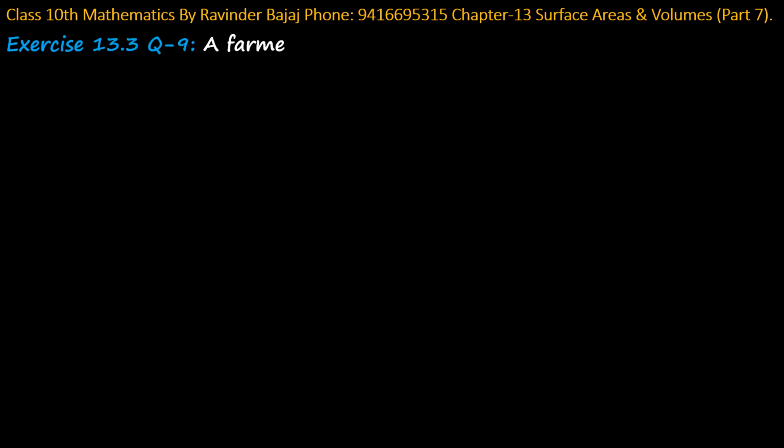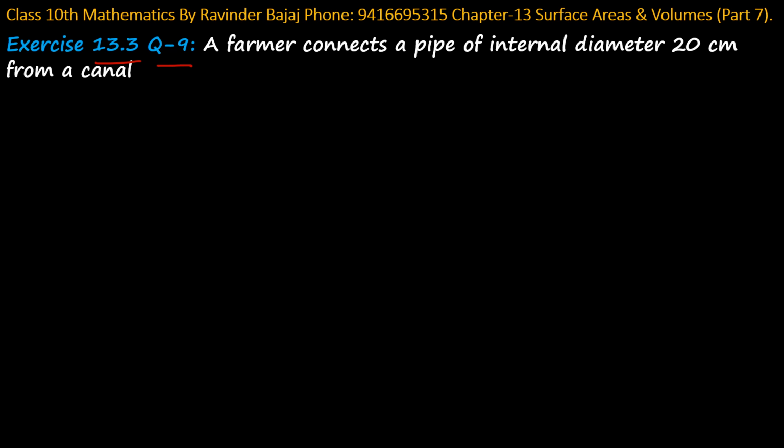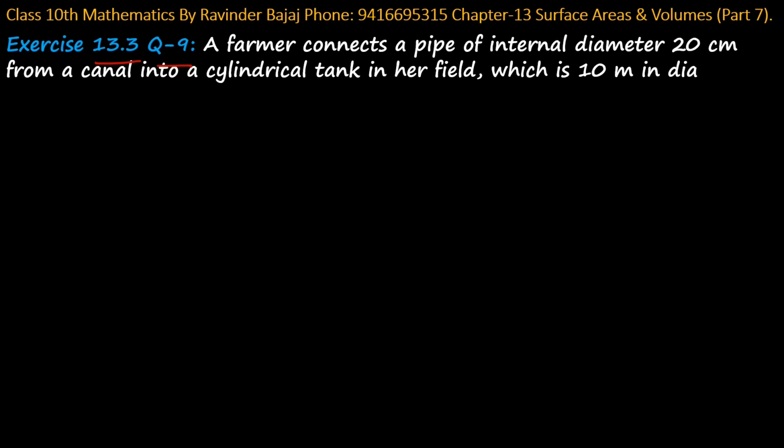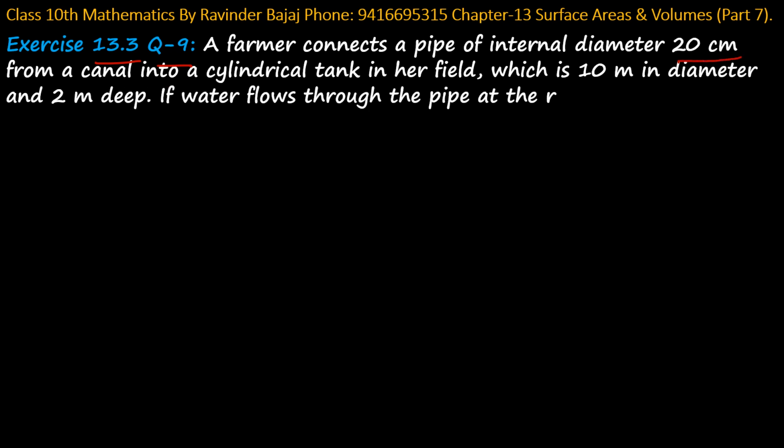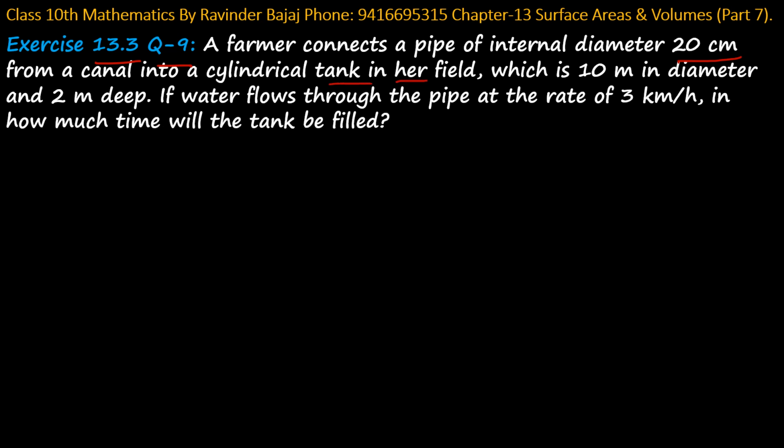Next question is exercise 13.3, question number 9. A farmer connects a pipe of internal diameter 20 centimeter, from a canal into a cylindrical tank. The farmer has a tank. He wants to fill that tank with the help of a pipe. The tank is 10 meter in diameter and 2 meter deep. If the water flows through the pipe at the rate of 3 km per hour, again the length of the cylinder is given in the form of speed.